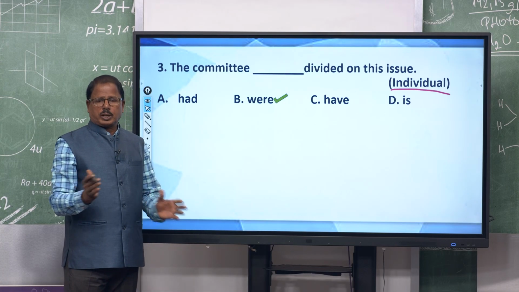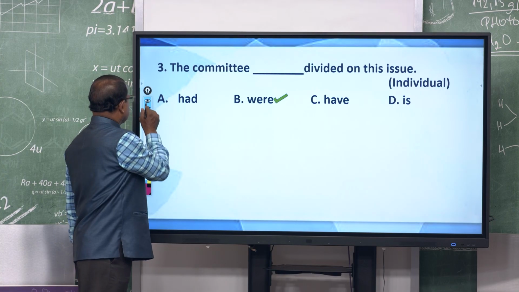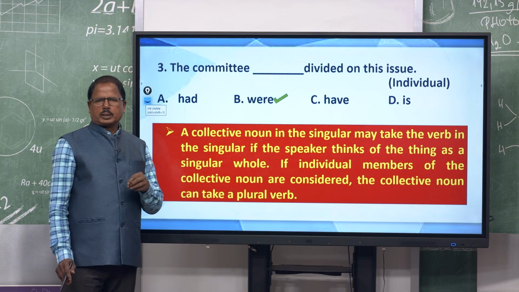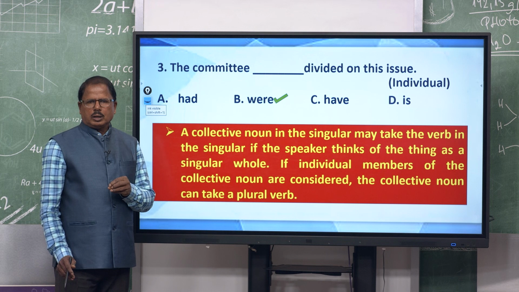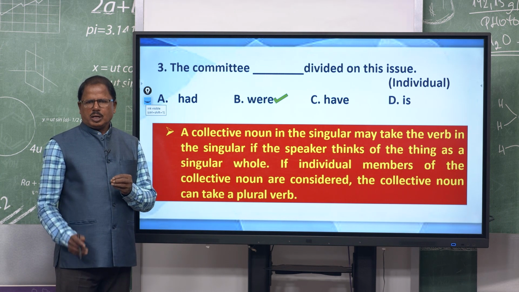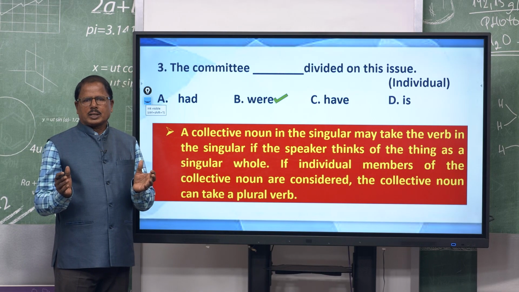Individual members, they were separated, right. Let us go to the next question. Sorry, look at the principle. A collective noun in the singular may take the verb in the singular if the speaker thinks of the thing as a singular whole. If individual members of the collective noun are considered, the collective noun can take a plural verb.